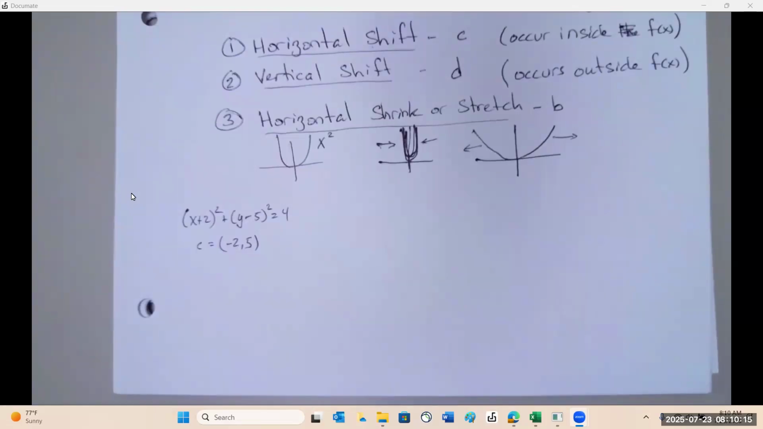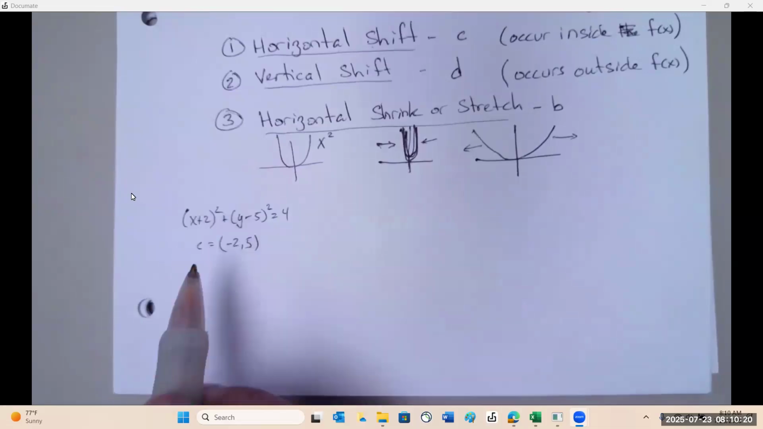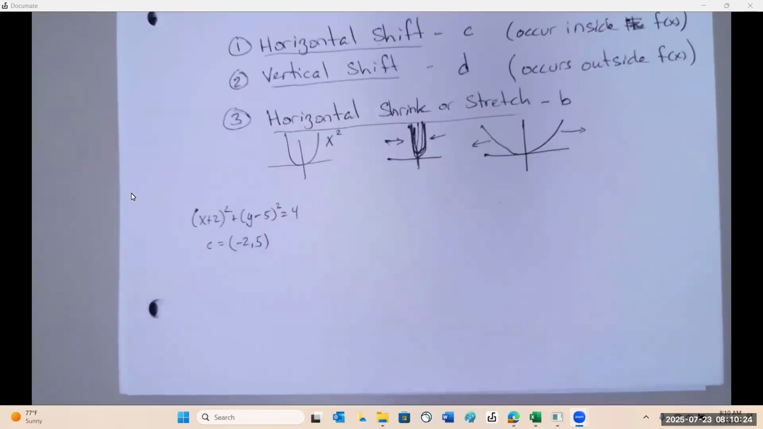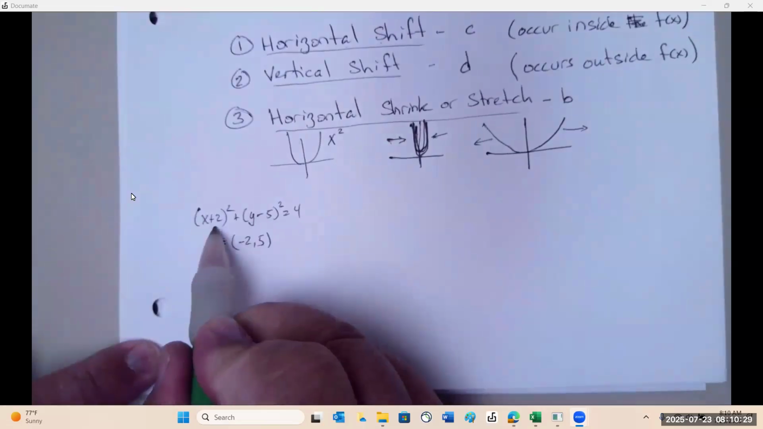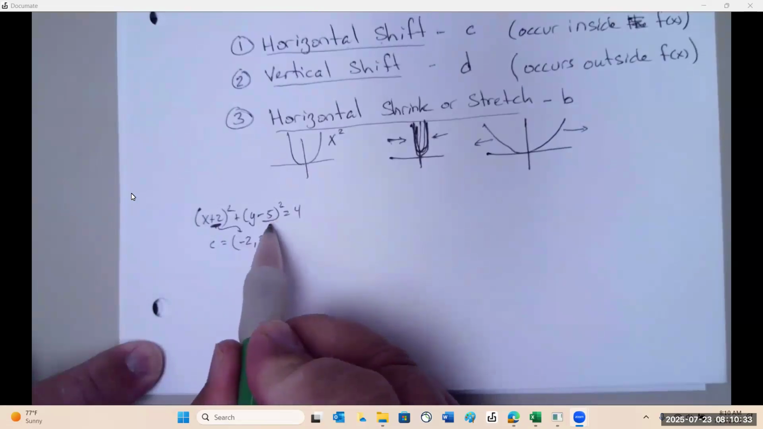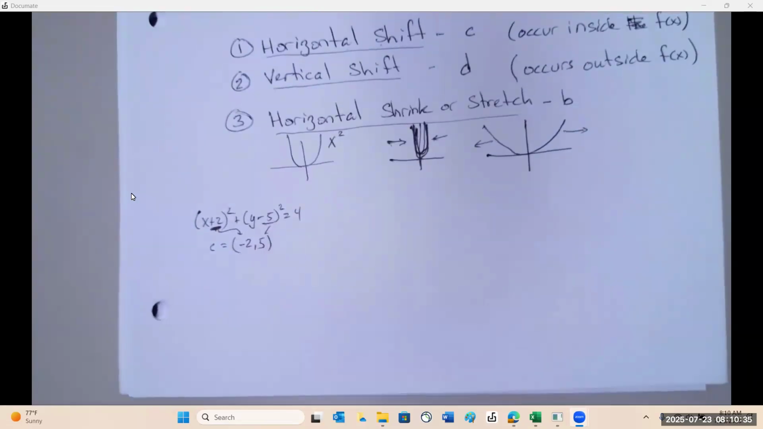If you look back at your notes, back to the lectures, how do we find the center? You take these numbers, set these equations equal to 0, and that tells you the answer. You notice it's +2, the answer is -2. It's -5, the answer is +5. Whenever anything happens on the inside, it's always the opposite.